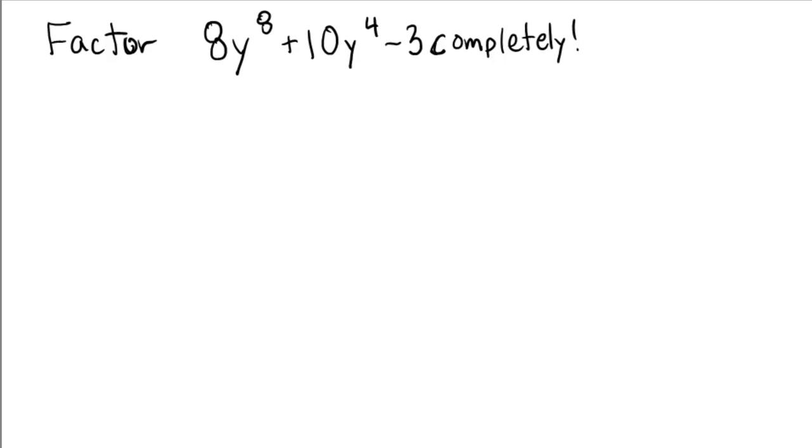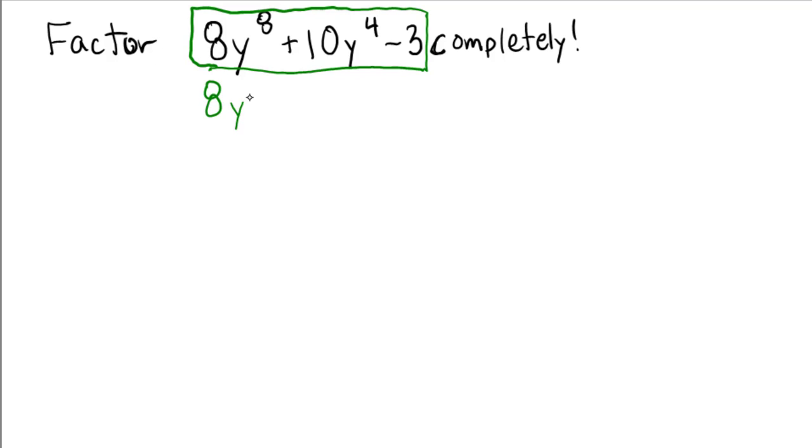This problem is asking us to factor completely the expression 8y to the 8th plus 10y to the 4th minus 3. So in order to see that this is factorable, this is an 8th degree polynomial, but it's actually a hidden form. It's a form that we can actually recognize and do. So I'm going to rewrite this first just so you can see that it's possible to do this one.